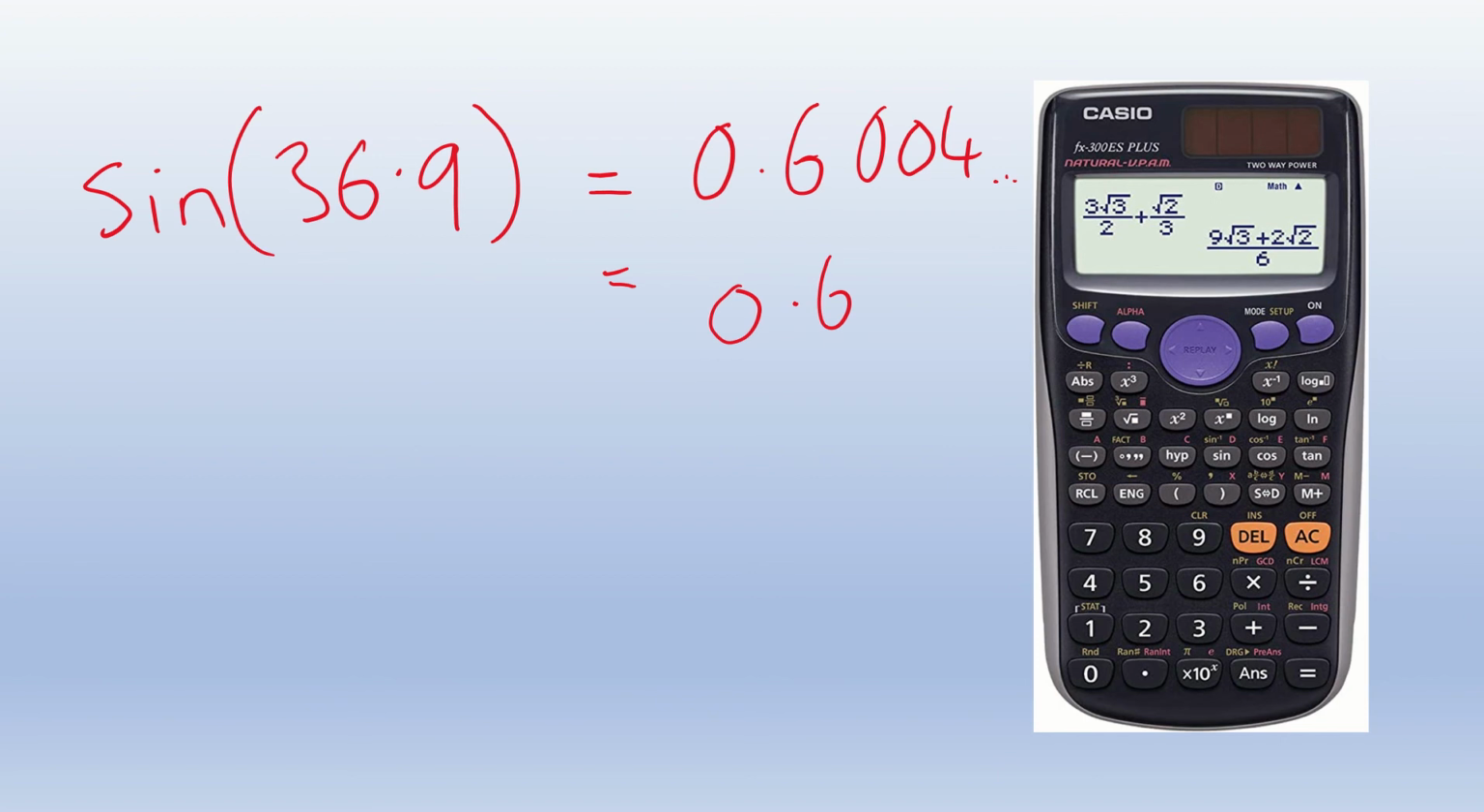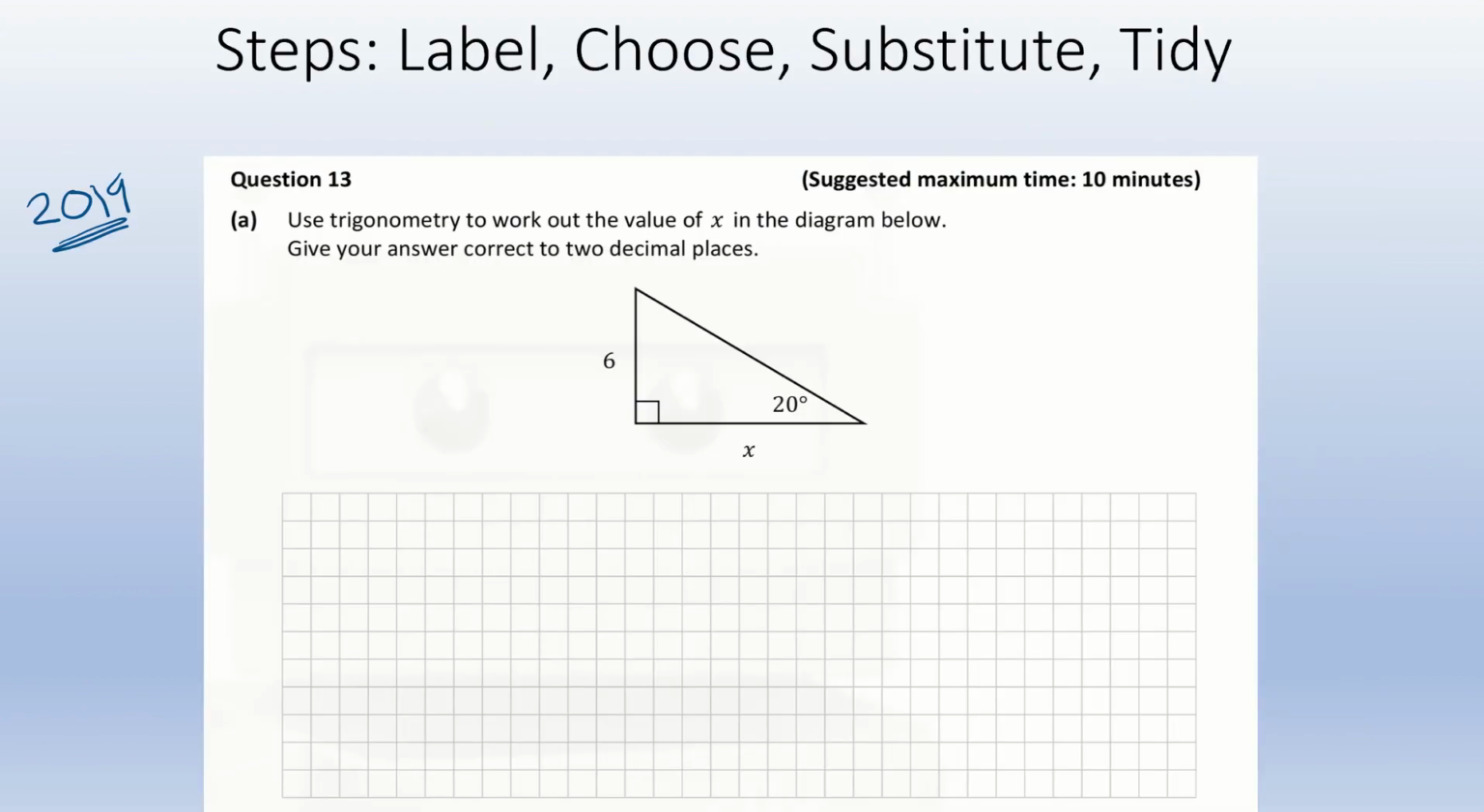Okay, I just talked for 25 minutes about what sine, cos and tan are, but right now what we're going to do is jump into an exam question, and we're going to use sine, cos and tan to figure out what's going on in this question here. So this question came up in 2019, question 13a, and it says use trigonometry to work out the value of x in the diagram below. Give your answer correct to 2 decimal places.